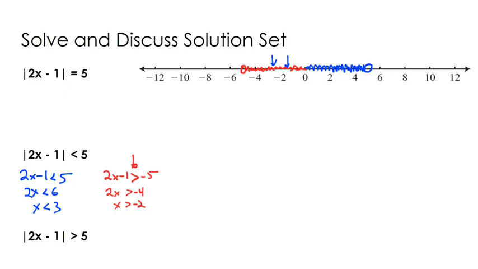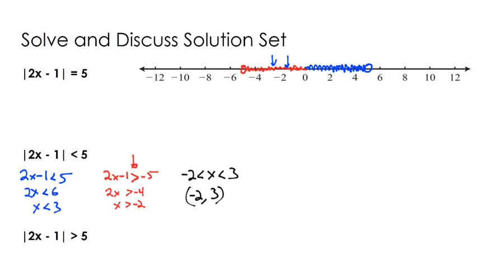So we could write that a couple of different ways. I could write that as an inequality. This is saying the part in red, and this is saying the part in blue. Or I could write it with the good old interval notation and say that, okay, here's our values not including negative 2 or 3.